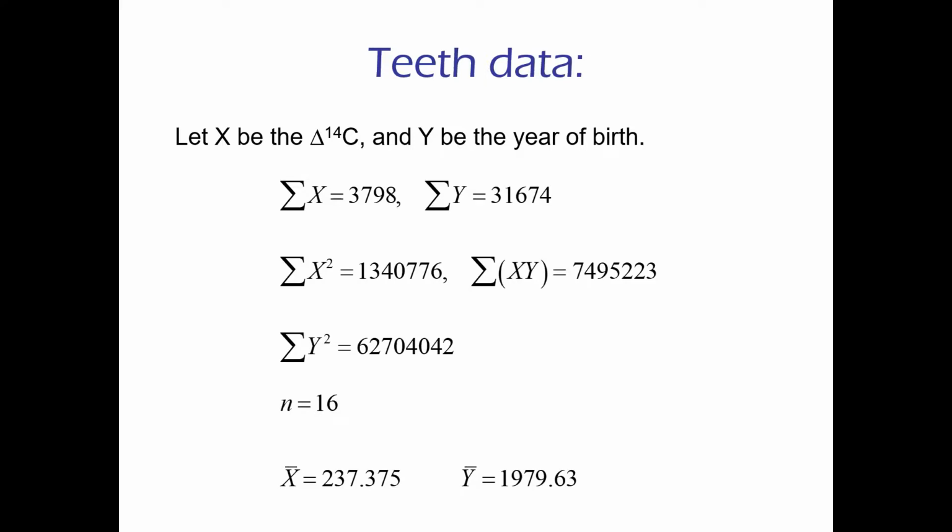Here I list all the components necessary for the calculation of the slope, including sigma x, which is the sum of all x values, sigma y, which is the sum of all y values, sigma x squared, the sum of all squared x values, sigma xy, which is the sum of the products of x and y, and sigma y squared, which is the sum of squared y values, as well as n, which is the sample size, x bar, the mean of all x values, and y bar, the mean of all y values.